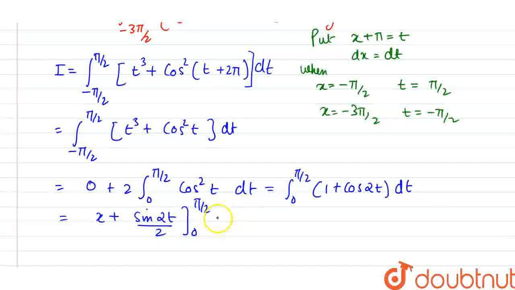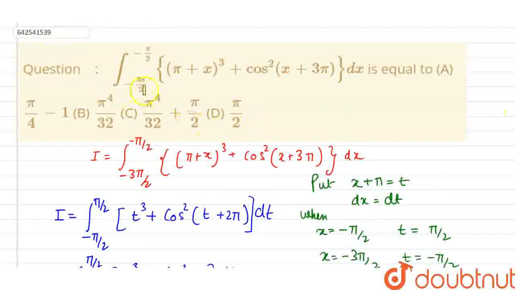Now we apply the integration limits. This is equal to pi by 2, and at 0 it becomes 0, so plus 0. So our final answer is pi by 2, the simplest form of I. Let's see which option is correct. It is definitely option number D, which is pi by 2.